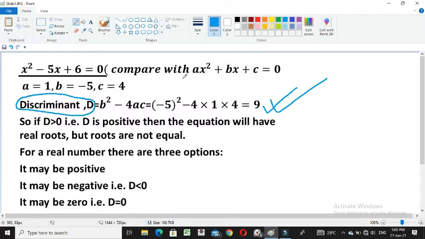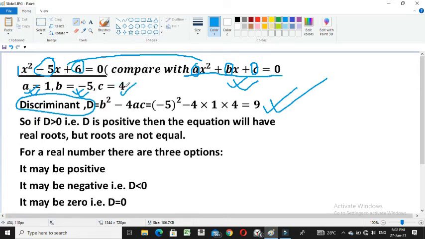Now the standard form of the quadratic equation is ax square plus bx plus c equal to 0. This is the general form. So if you compare this equation and this equation, here with x square is a and here with x square is 1, so a equal to 1. Here the number with x is b, and here the number with x is minus 5. We have to consider the sign also, not plus 5, minus 5. So b equal to minus 5. And the last number is the constant: here the constant is c and here the constant is 6. So c equal to 6.